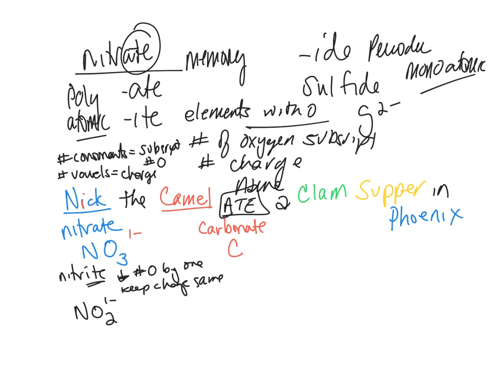And that's C. How many consonants? There's 3. How many vowels? There's 2. That's carbonate. What would carbonite be? I don't think you have a carbonite. You might. Actually, you do have carbonite: CO, drop the 3 to a 2 and maintain the charge.